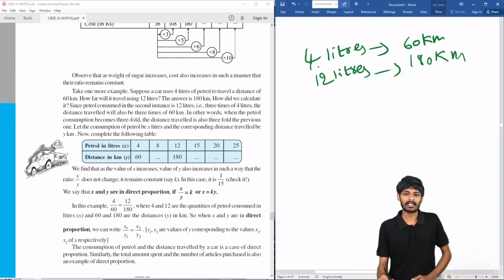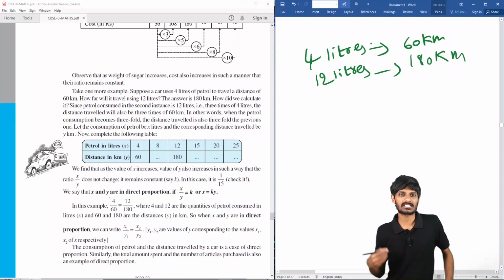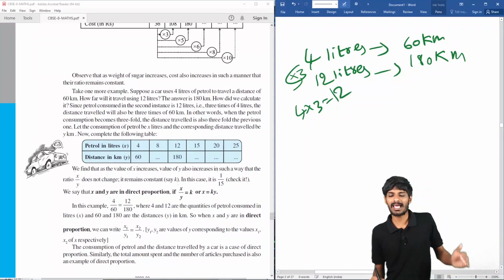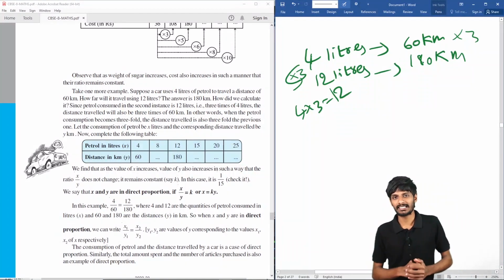Then you will say, previously for 4 liters it is 60 kilometers, sir. Here the number of liters is increased 3 times, that is 4 into 3 is equal to 12. So that's why here also the distance to be covered is multiplied 3 times. That is 60 into 3 is 180 kilometers, sir. So if the liters increase, the distance in kilometers also increases. Both are in direct proportion, students.